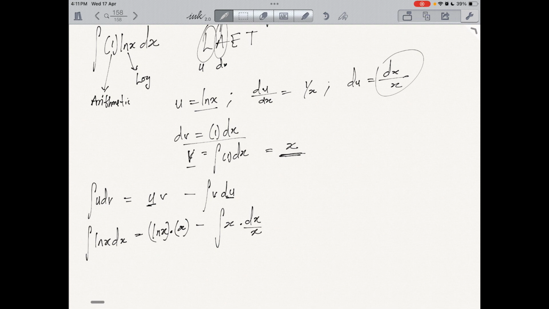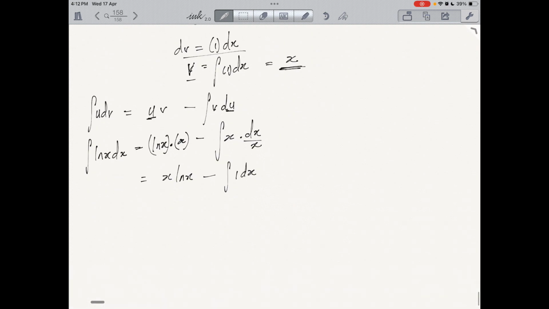Now with this done, we have x ln x minus the integral of 1 dx, and integrating a constant of 1, we will be left with x ln x minus x plus c. Factorizing with x, we will have x (ln x minus 1) plus c. Now this gives an expression for the integral of ln x with respect to x.